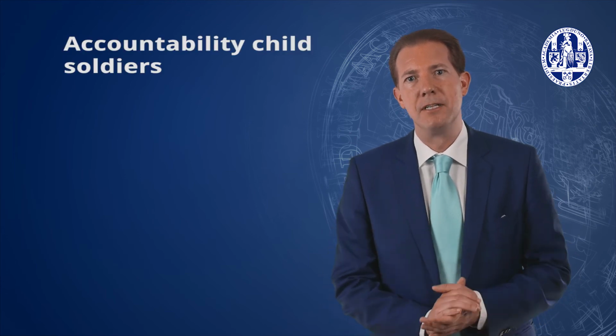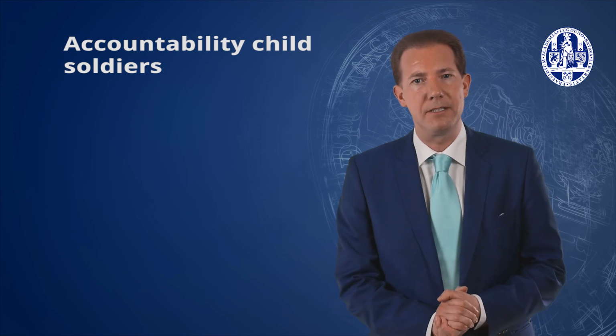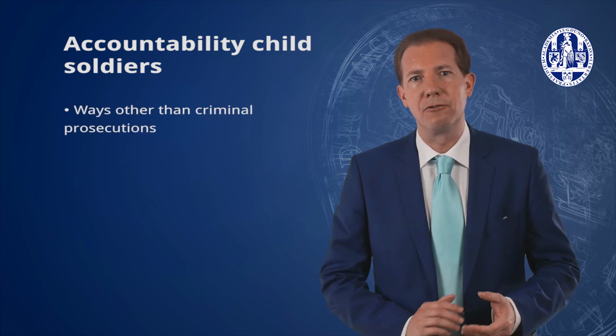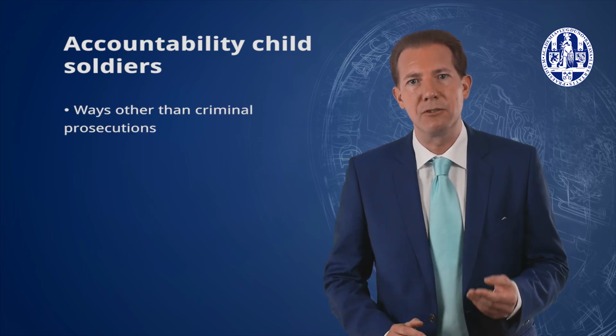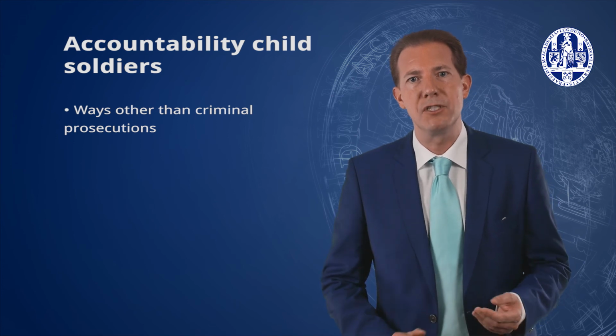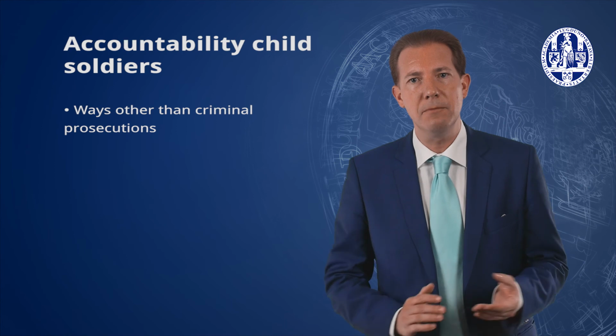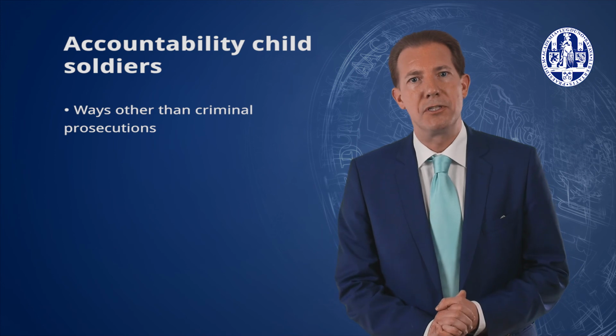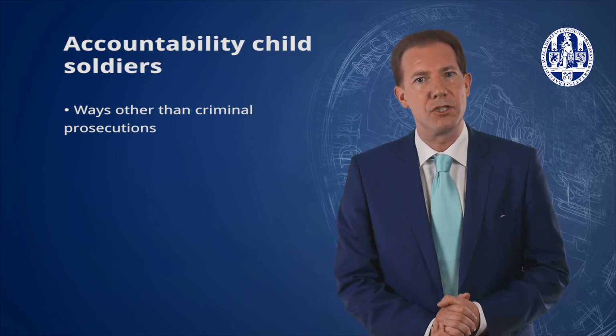There's an emerging consensus that children below the age of 18 should not be prosecuted for war crimes and crimes against humanity by international courts. But this does not mean that there are no options for accountability. There are at least three ways to break the strict victim-perpetrator divide. One approach is to hold child soldiers accountable in ways other than criminal prosecutions, for instance by using transitional justice mechanisms such as truth and reconciliation commissions. This approach is in line with the Convention on the Rights of the Child, which encourages states to pursue alternatives to judicial proceedings for children.